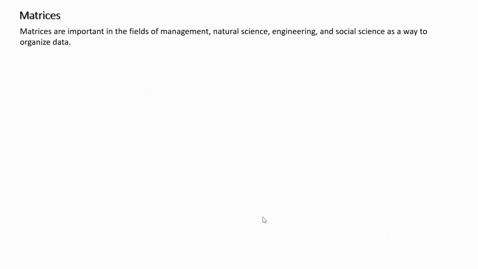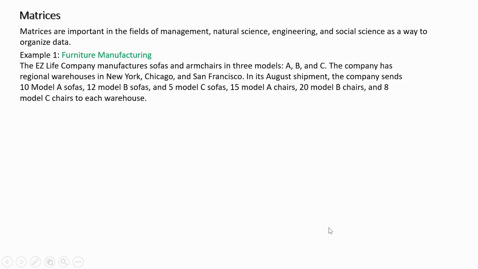It says matrices are important in the fields of management, natural science, engineering, and social science as a way to organize data. For example, this is furniture manufacturing. The Easy Life company manufactures sofas and armchairs in 3 models, models A, B, and C. The company has regional warehouses in New York, Chicago, and San Francisco. In its August shipment, the company sends 10 Model A sofas, 12 Model B sofas, and 5 Model C sofas, and 15 Model A chairs, 20 Model B chairs, and 8 Model C chairs to each warehouse.